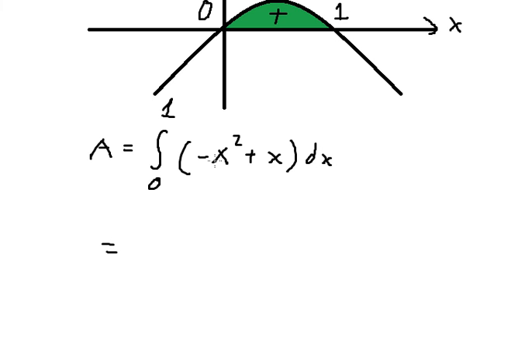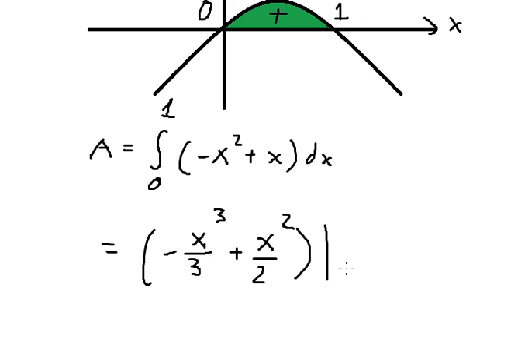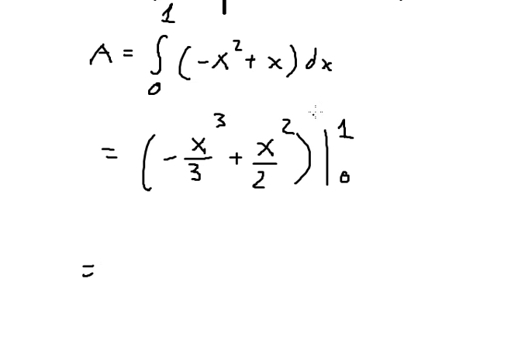The integration of x squared, we have x to the power of 3 over 3. The integration of x, we have x squared over 2. And we put the bounds from 0 to 1. So I will put number 1 in here, number 0 in here.